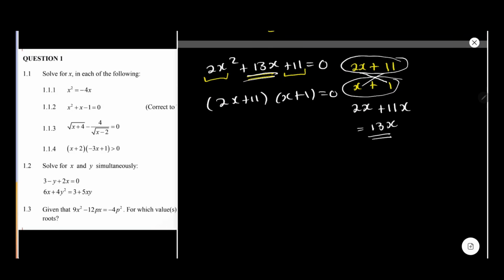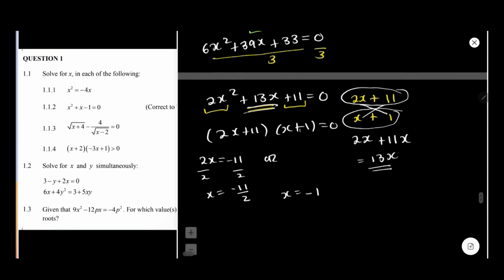Now we're just going to go ahead and solve for x. So 2x is equal to negative 11, divide both sides by 2, and so x is equal to negative 11 over 2, or x is equal to negative 1. Those are our solutions for x.